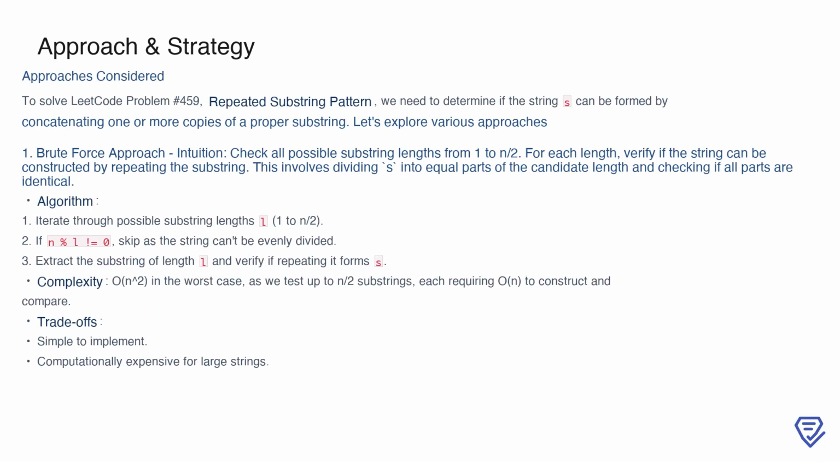To solve the problem of determining if a string can be constructed by repeating a substring, we first consider a brute force approach. The idea here is straightforward. We systematically check all possible substring lengths from 1 to half the length of the string. For each candidate length, we determine if the string can be evenly divided into parts of that length. If not, we skip it. But if the length is valid, we extract the substring and check if repeatedly concatenating it reconstructs the original string.